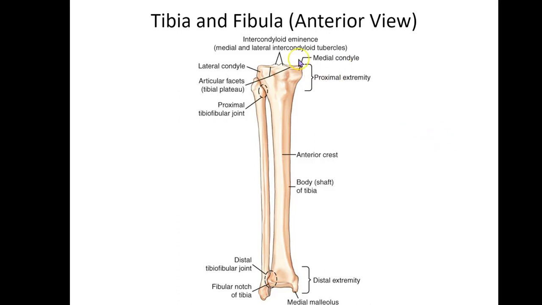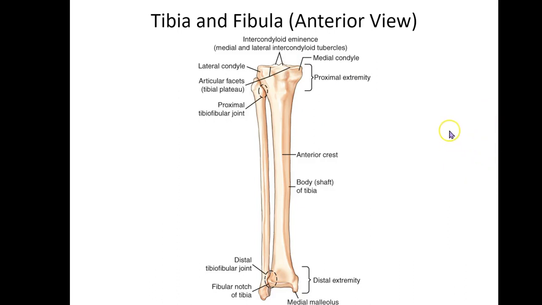Now, again, we'll look at this closer in a minute, but this tibial plateau, those surfaces actually slope posteriorly 15 to 20 degrees. And again, they have this articular facet, which articulates with the distal femur. So more to come on the tibial plateau.